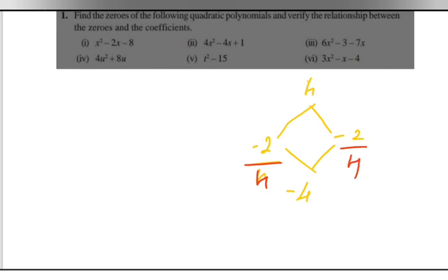Always after finding the assumed numbers, we should check the a. If a is 1, leave it as it is, because minus 2 by 1 will be minus 2 only. If it is another number, you should divide it. So we got a as 4, so we should divide my assumed numbers by 4. If we divide this, we'll be getting minus 1 by 2 and minus 1 by 2 here.